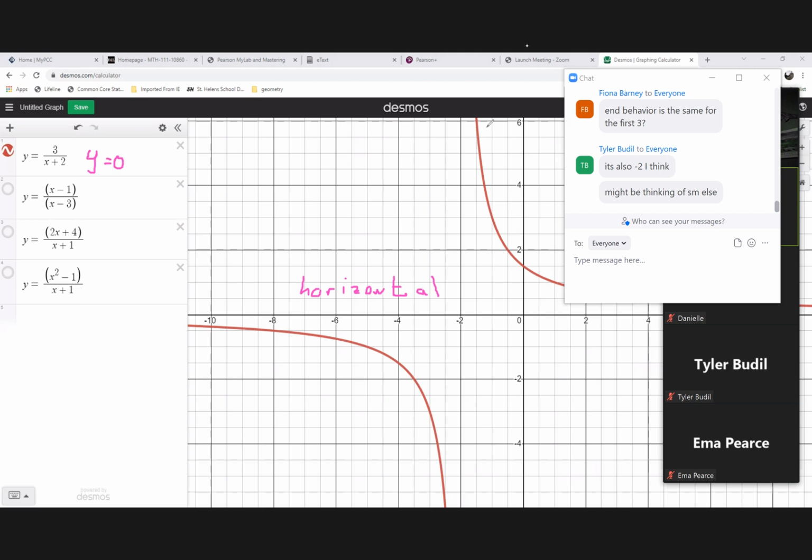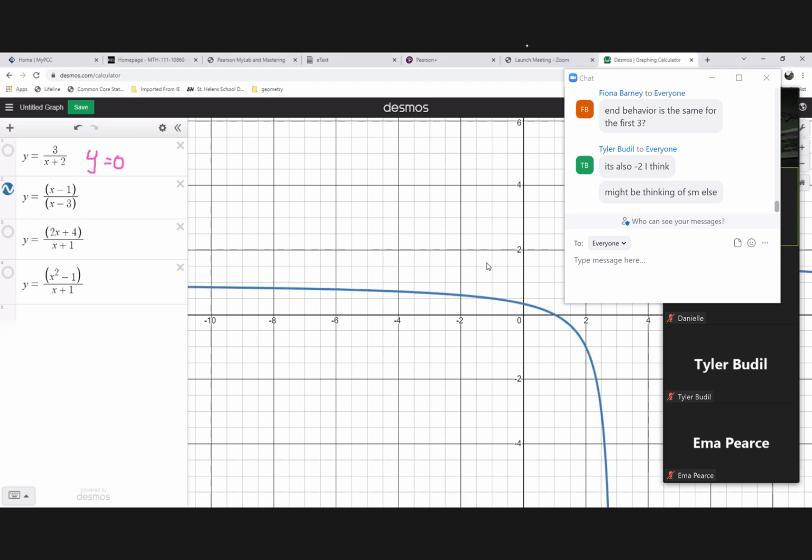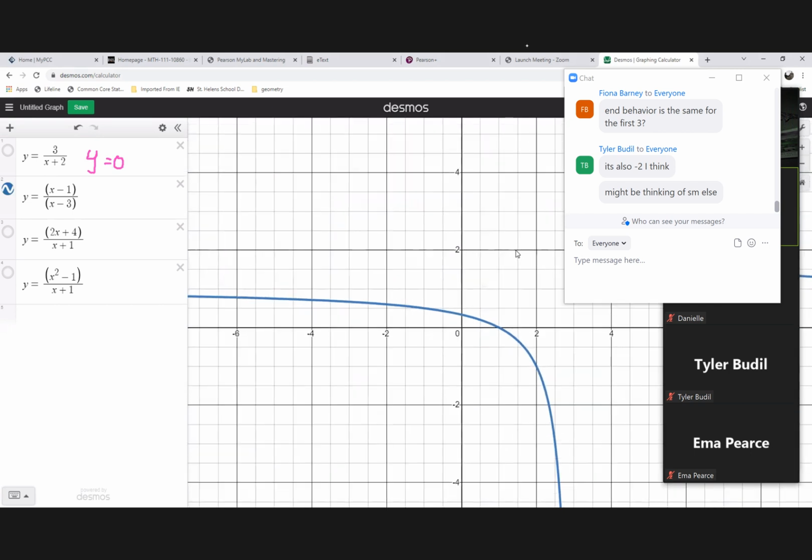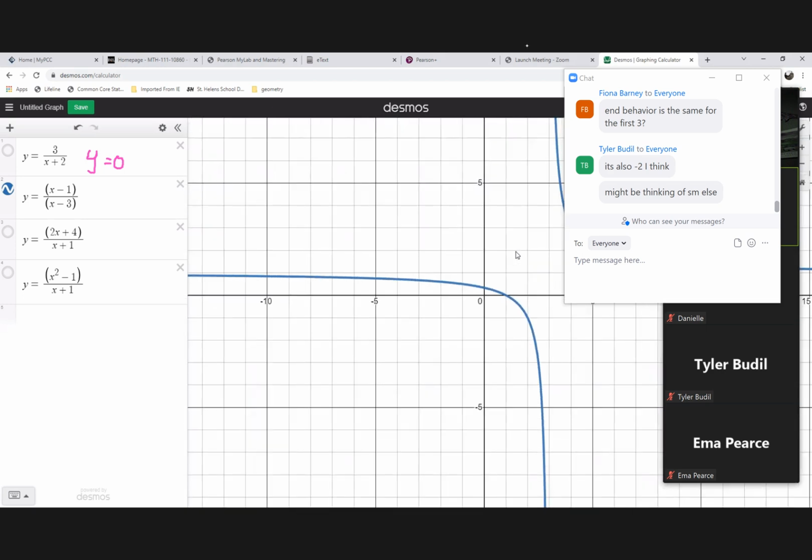So let's continue by looking at this one. Okay, so what about this? Where is the horizontal asymptote on number 2? Now that we can use that, where is the horizontal asymptote on number 2?